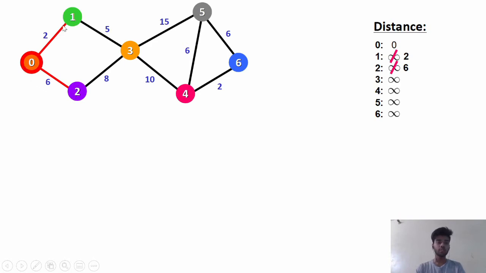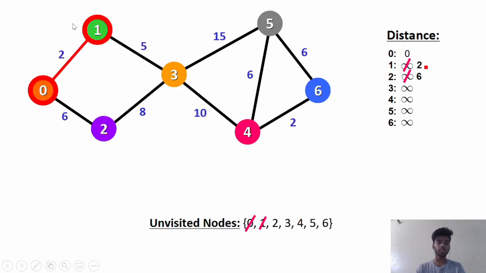Now the adjacent nodes to node 0 are node 1 and node 2. The weights of the edges are 2 and 6. So we will mark 2 and 6. The shorter one is between 0 and 1, so we will mark it as a visited node. Thus we have got the shortest path between 0 and 1.